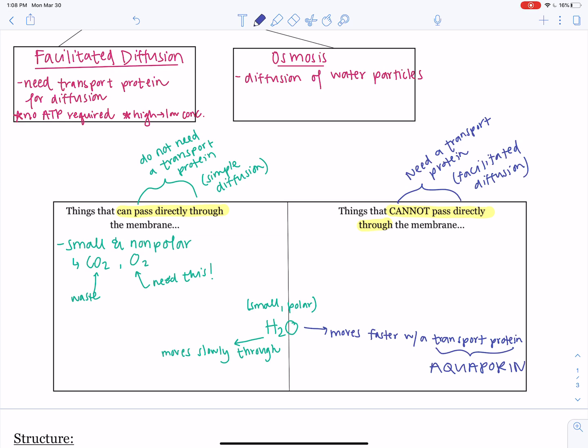Other things that can't pass directly through the membrane are things that are large, so they can't squeeze through the phospholipids, okay? And so things that are large include glucose and amino acids. Other things that struggle are charged particles like ions. And so they will need a transport protein. Okay, and that's because charged particles are definitely polar. So hopefully this makes sense.